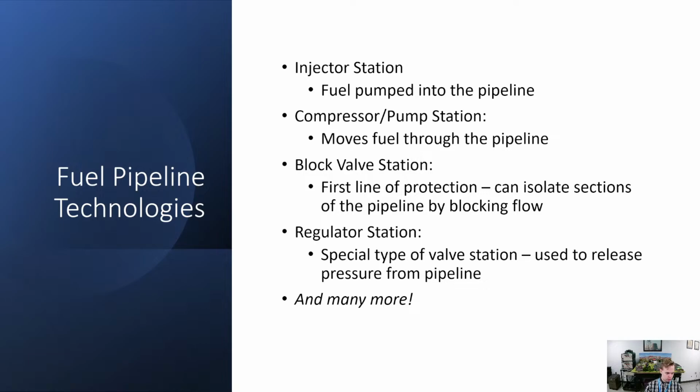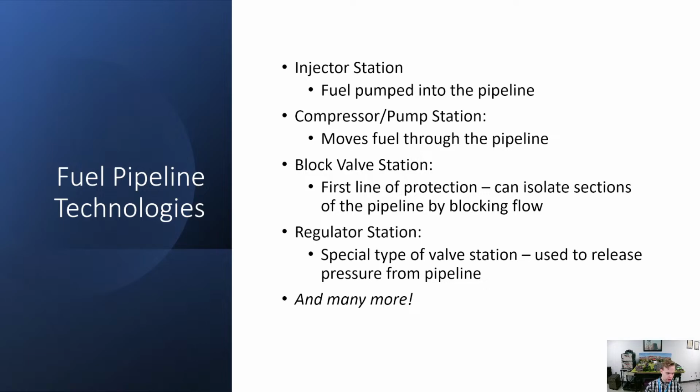Additionally, throughout the pipeline, we have our first line of defense and our first line of protection, the block valve station. And this is what can isolate sections of the pipeline by blocking the flow through that section. So you can think of these as large valves. They're usually installed, say, every 20 to 30 miles throughout the pipeline to isolate sections if we needed to complete maintenance on them, or if something went wrong in that section of the pipeline, we could stop the flow through that section.